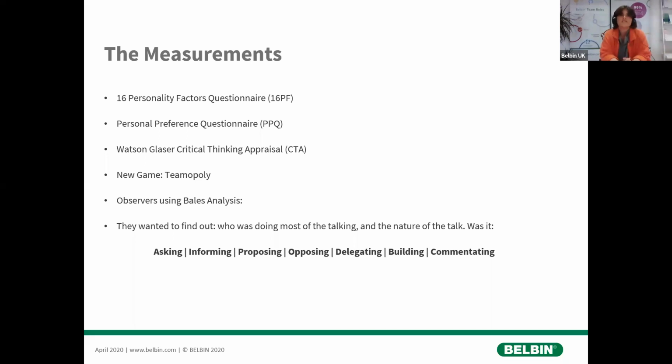They also wanted to find out a level of intellect, so they used the Watson-Glaser Critical Thinking Appraisal, the CTA, and this is a way of finding out the intellect of the people attending this course. Now, a lot of the research was done using the course that Henley had put together when it was a whole week.